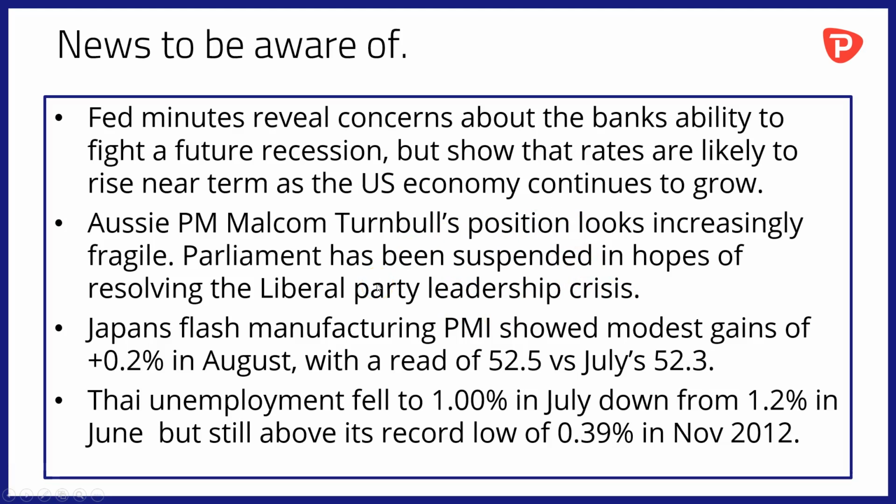And those two items there really help to explain some of the moves we saw in the daily movers chart. The Aussie dollar is significantly weaker, both on the back of likely higher US interest rates and this domestic political turmoil. Staying in Asia Pacific, Japan's flash manufacturing PMI showed modest gains of plus 0.2% in August, with a read of 52.5 versus July's 52.3 reading.